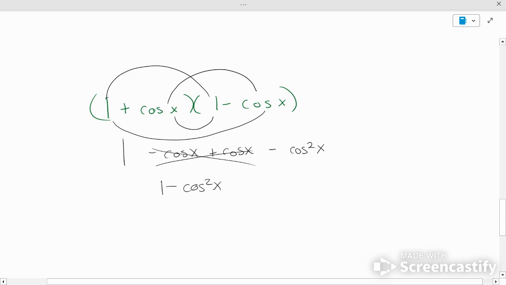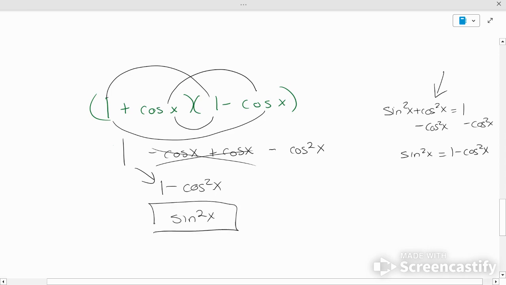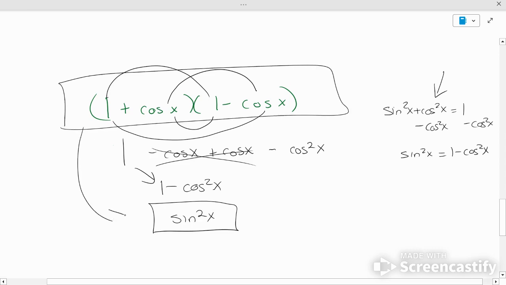Is that fully simplified? Well, if I ask that question, the answer is probably going to be no. Because remember, we have this Pythagorean identity, sine squared of x plus cosine squared of x equals 1. So how can I manipulate it to look like that? What would I do to this equation to make it look like this expression? Subtract cosine squared of x from each side. So sine squared of x equals 1 minus cosine squared of x. So 1 minus cosine squared of x equals sine squared of x. So this whole binomial multiplies to be that in the end. Amazing what we can do with trigonometry.